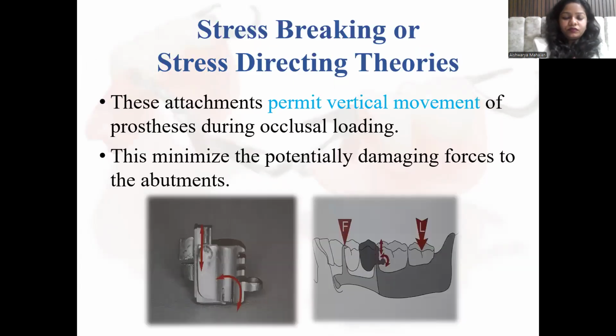So there is one theory which is known as the breaking theory or the stress directing theory. What happens is that these extracoronal retainers permit vertical movement of the prosthesis during occlusal loading. This minimizes the potentially damaging forces onto the abutment because a swing-like movement occurs along these in a vertical direction.